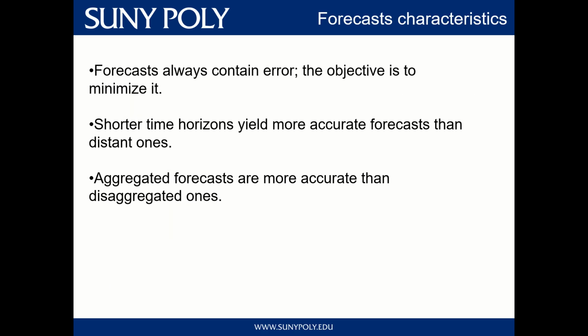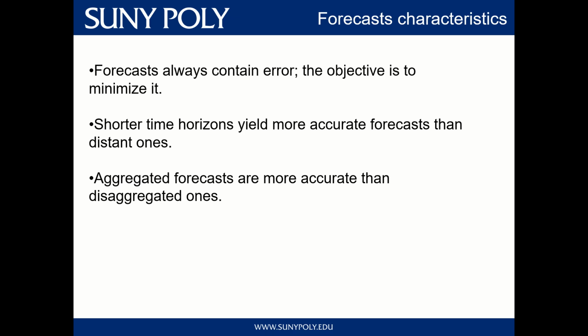Okay, so there are three key characteristics of forecasts that it's important you should be aware of. The first one is that they are always wrong. Your forecasts are always wrong. There is always an error. You have to be aware of that. And of course, our objective is to minimize that error. But there will always be an error. It's important to be aware of that.